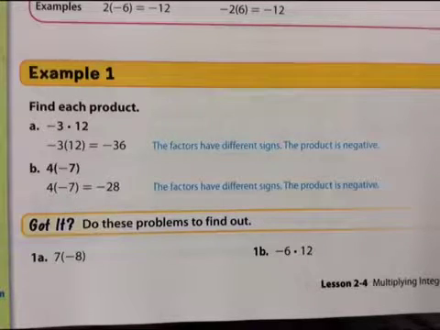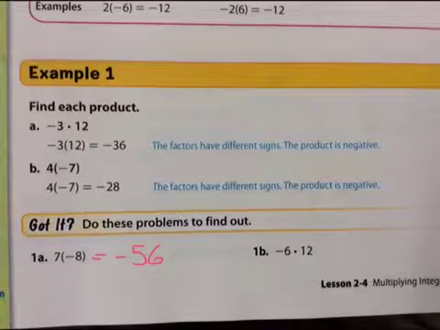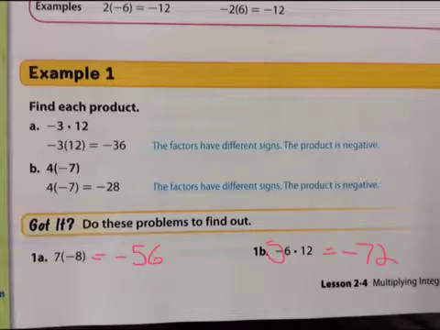So take a look at the example. You have a negative times a positive equals negative, and a positive times a negative again equals negative. They're opposites. So here we have a positive times a negative. So it's 7 times 8. You know that, right? 7 times 8 is 56, and it's a positive times a negative, so it's going to be negative 56. And again, we have 6 times 12, right? A negative times a positive. 6 times 12 is 72, but we have a negative times a positive, and according to the rule, it's going to be negative 72.